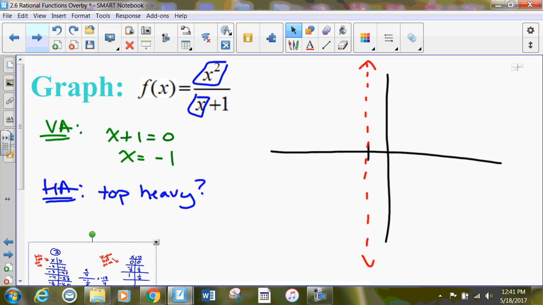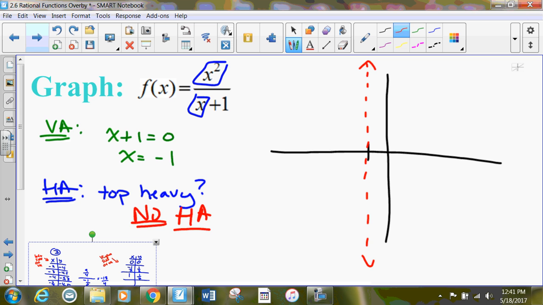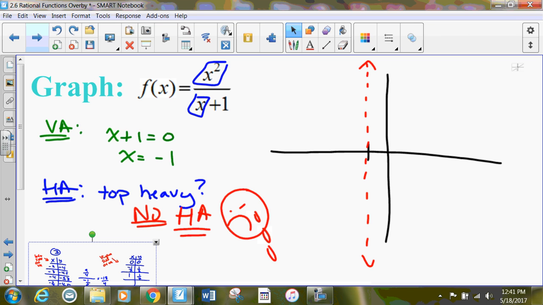All right, but back to the problem that we're looking at. So we think, great, top heavy, there's no horizontal asymptote, that's awesome, but it's not. It's actually sad, because before we used to have both a horizontal and a vertical, or sometimes two verticals, to guide us in how to make our table. Unfortunately, we don't have any guide except to test to the left of -1 and to the right of -1, which is a pain.